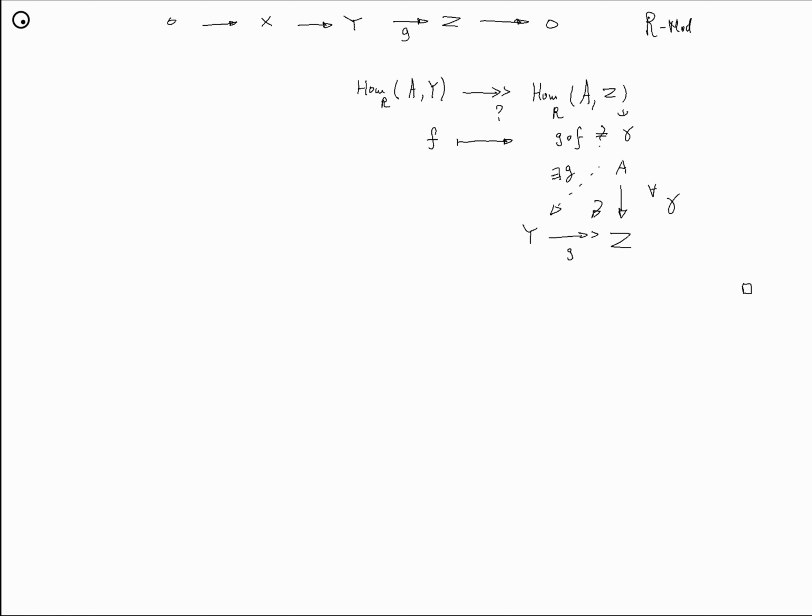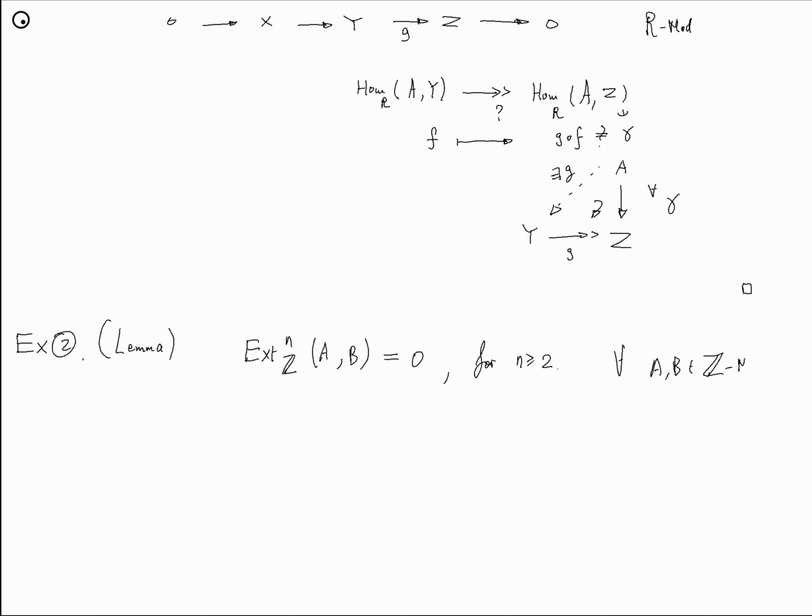Okay, then let's do the second exercise. Let's do some computation. You can think of this as a small lemma. We claim that Ext groups for any abelian groups A, B are always 0 for n bigger or equal than 2, whatever the abelian groups A, B are. Proof.